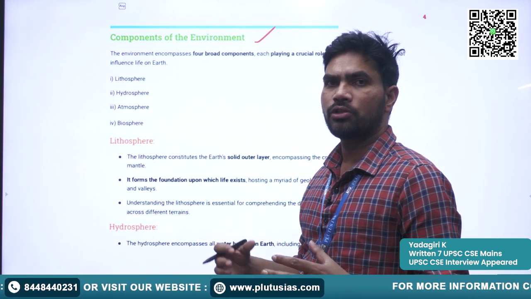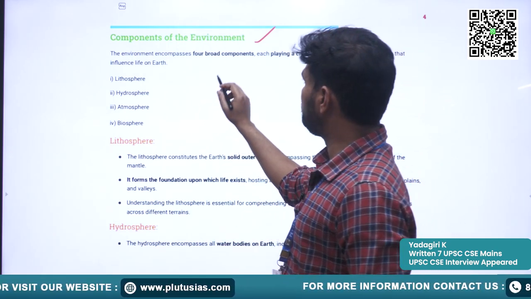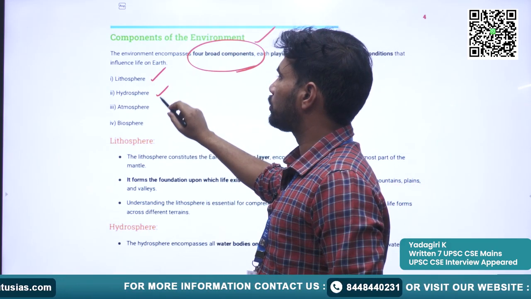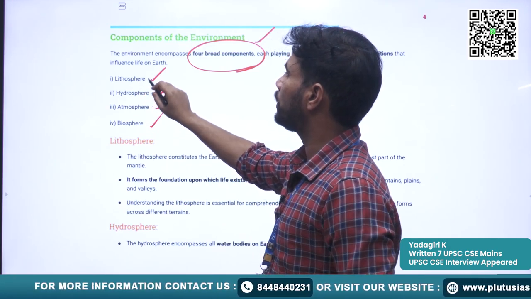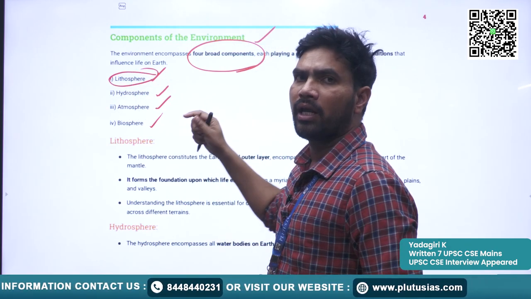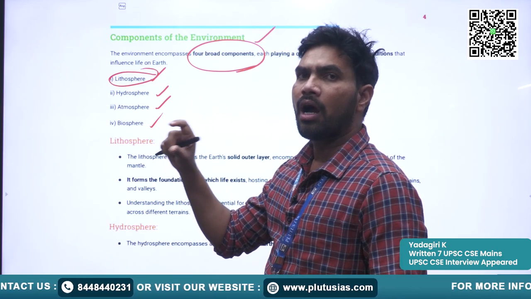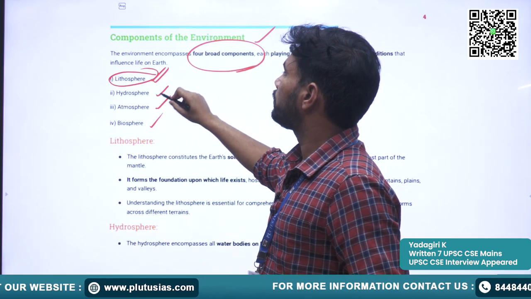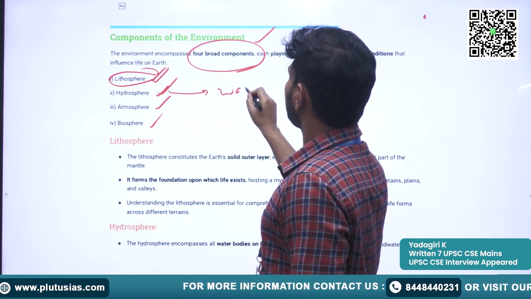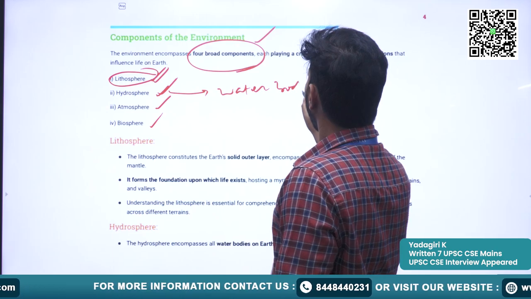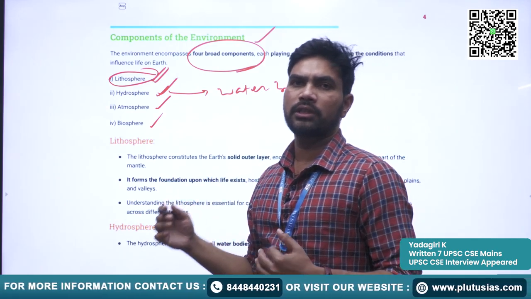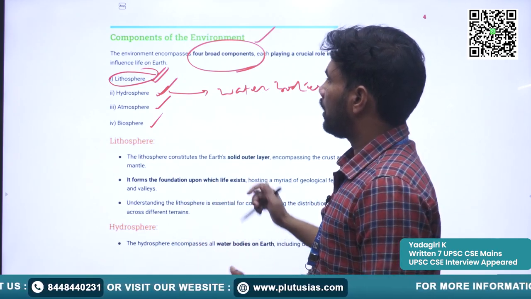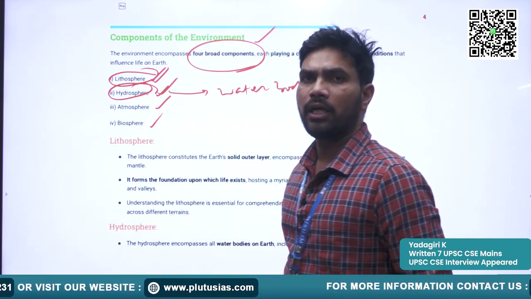What are all the components that are constituting environment? So basically four broad components we can see. Those are lithosphere, hydrosphere, atmosphere, biosphere. So lithosphere, this is the upper layer of the earth. Basically we call it as crust. Upper part of the crust is basically known as the lithosphere. Hydrosphere, you know, all the water bodies, including oceans, seas, rivers, lakes, etc., all these constitute the hydrosphere in the environment.